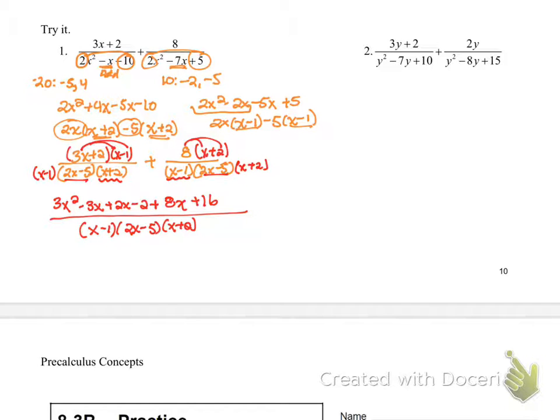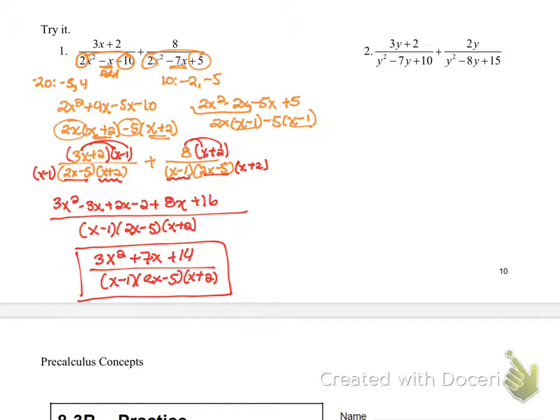The only thing left to do here would be to combine like terms and then factor if it factors more. So starting with our highest exponent, we have 3x squared. And then 8x and 2x is 10x minus 3x is 7x. And then negative 2 plus 16 is 14, all over those same three factors that I had before. And this actually doesn't factor any further, so we are done. Oh, I think I changed the sign by accident, but yeah.